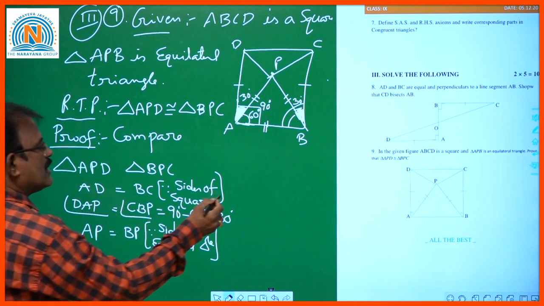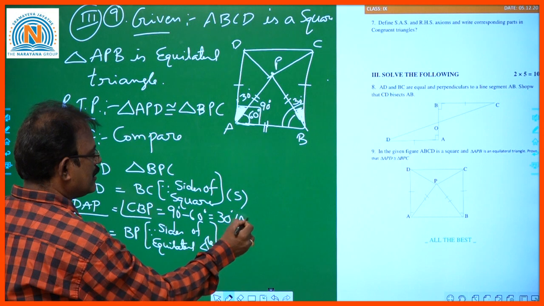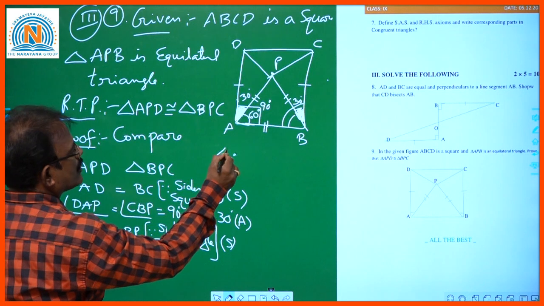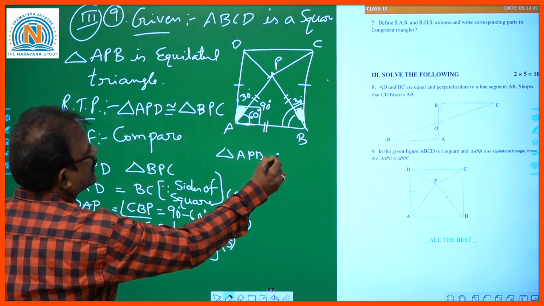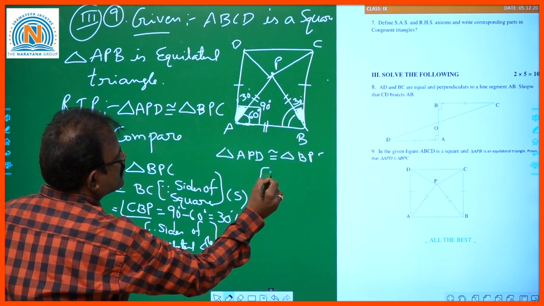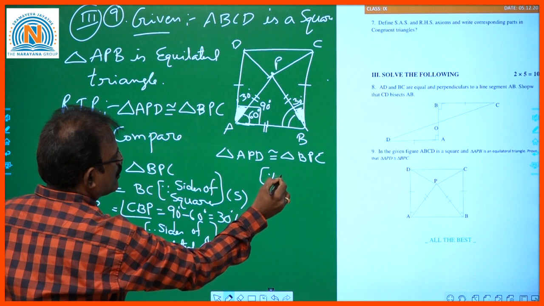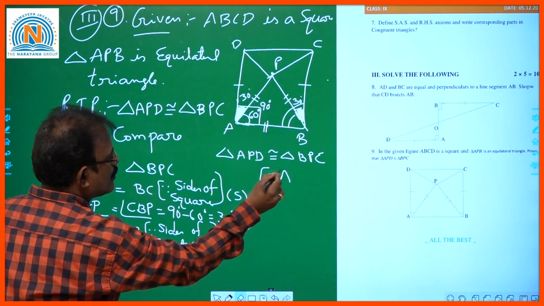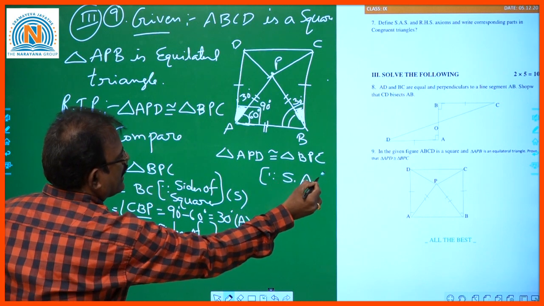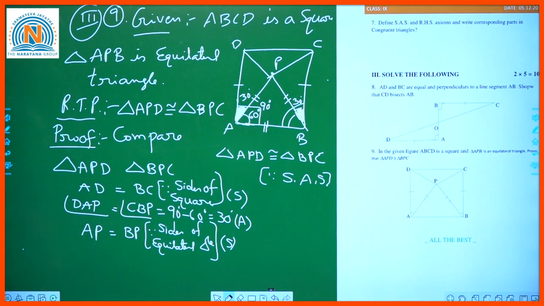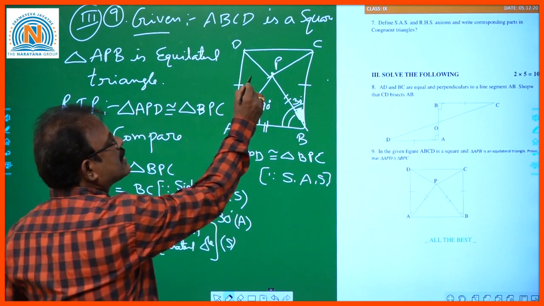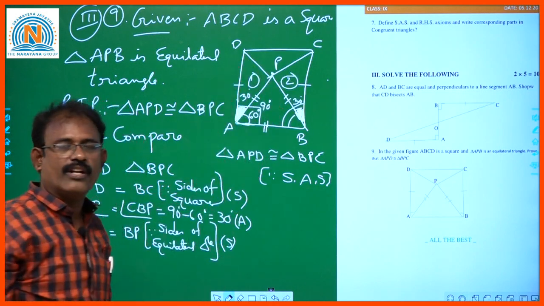Therefore, from side, angle, side, these two triangles are congruent. Triangle APD is congruent to triangle BPC by the side angle side axiom, children. So from this we can say that these two triangles are congruent.